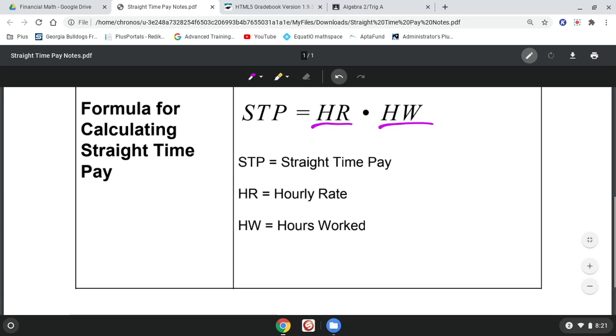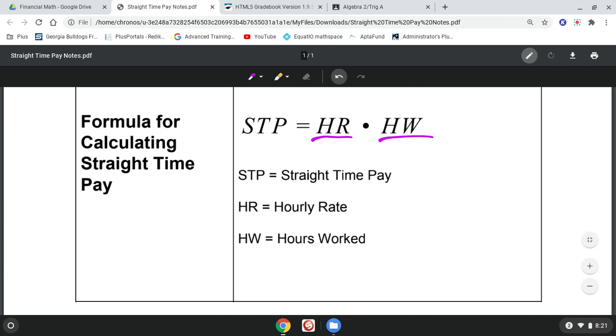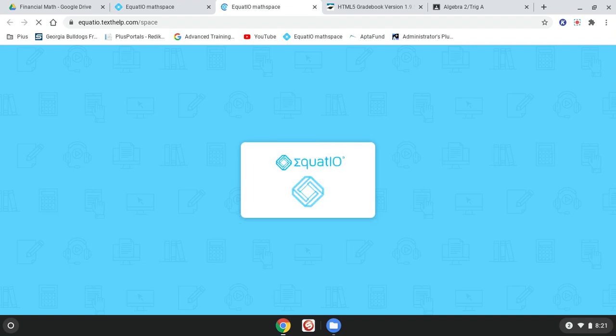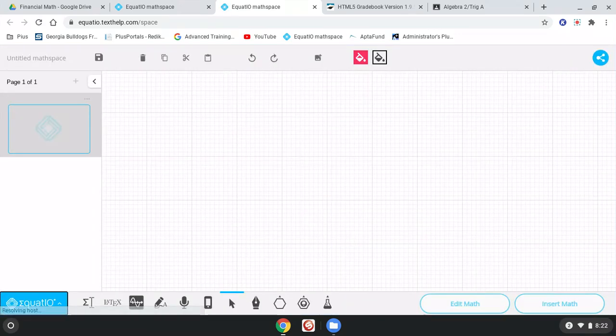So all you have to do is multiply your hours worked by your hourly rate, and you'll get that. So let me do this, and I'll show you some examples. All right. There are two ways that you're going to be asked this. You're going to be asked to find the straight time pay, or you're going to be asked something like, how many hours would you have to work to make a certain amount of money? We're going to start off with the first part.